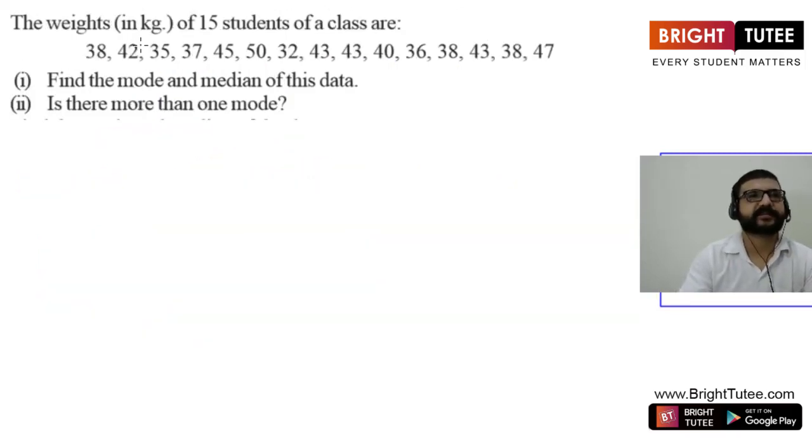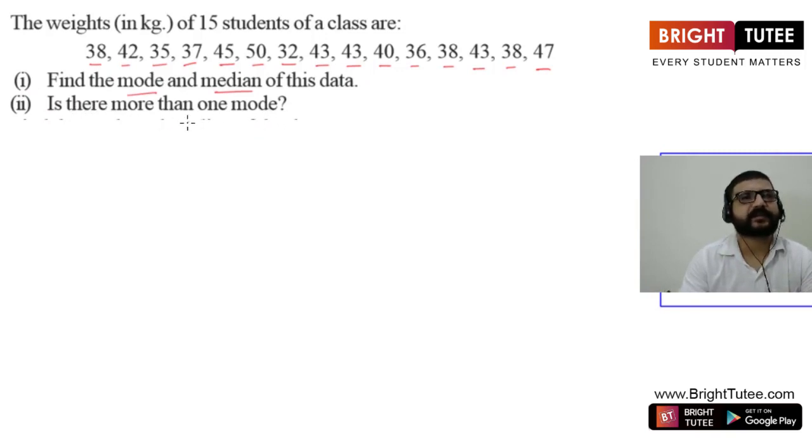The next question is, the weights in kg of 15 students of a class of a school are 38, 42, 35, 37, 45, 50, 32, 43, 43, 40, 36, 38, 43, 38 and 47. These are the weights of 15 students of a class in kgs. First question is, find the mode and median of this data. And the second question is, is there more than one mode?